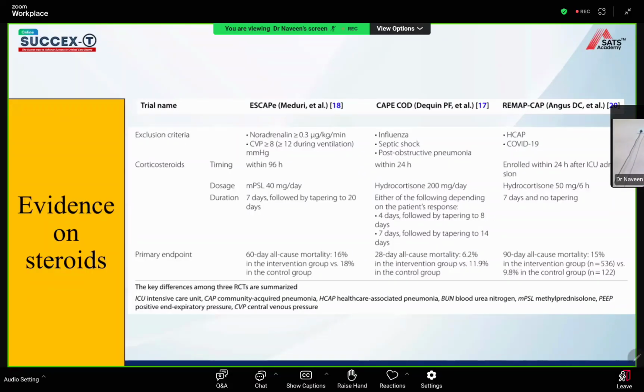And the steroids used in each are different. It is methylprednisolone in ESCAPE, whereas it is hydrocortisone in CAPE COD and REMAP-CAP. The duration also is different: it is 7 days followed by tapering to 20 days, a longer course, in ESCAPE, whereas REMAP-CAP is only 7 days of fixed dose, no tapering at all. Whereas in CAPE COD, 200 mg hydrocortisone is used over 24 hours, and depending on the patient's clinical response, it is tapered to 8 days or 14 days.